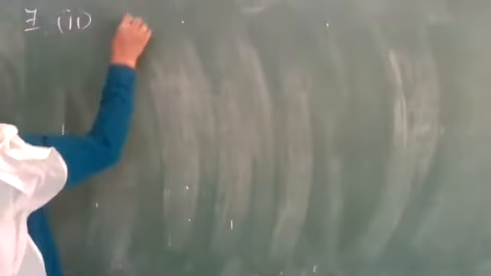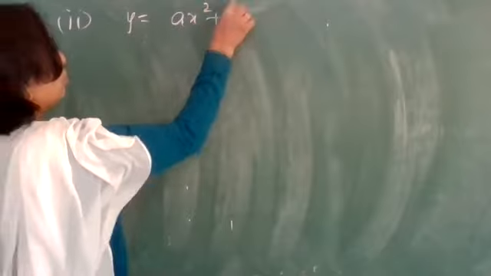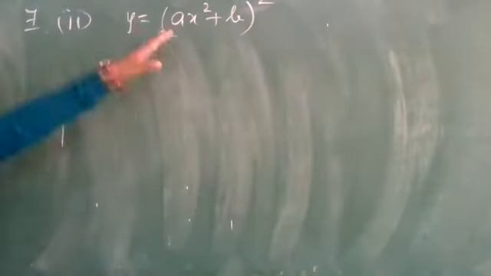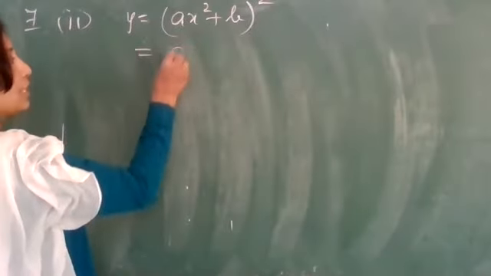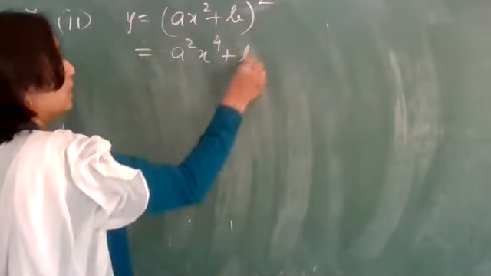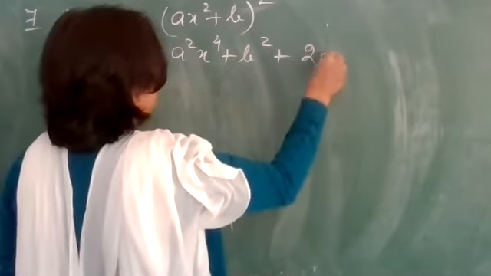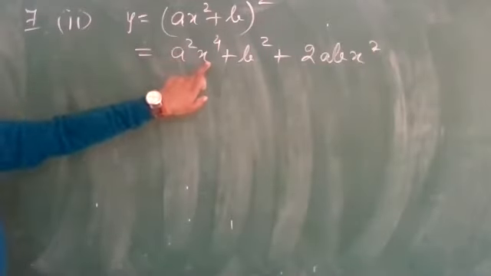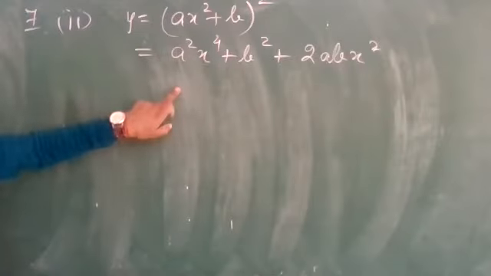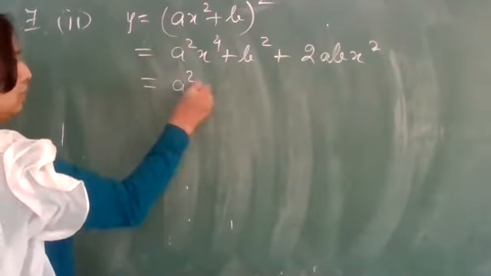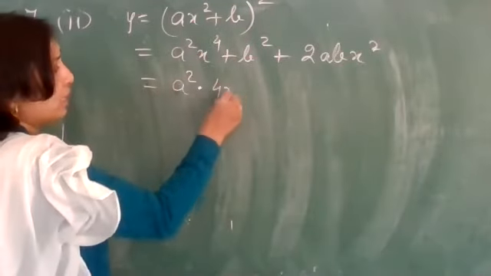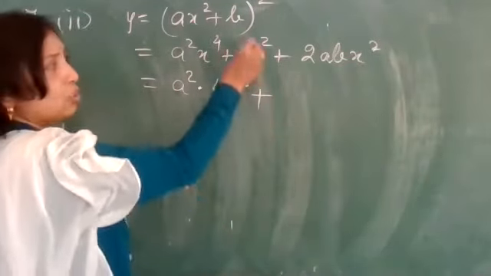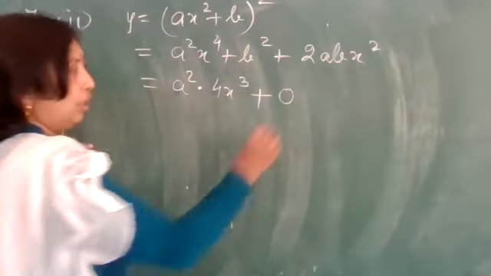(ax square plus b) whole square. Now the simplest one is that we expand the whole square by (a plus b) whole square. So if we expand the whole square, it is a square x raised to the power 4 plus b square plus 2ab x square. ठीक है? Derivative: constant multiplied with variable, constant as it is, x की power 4 का derivative 4x cube, plus b square is constant, derivative 0.